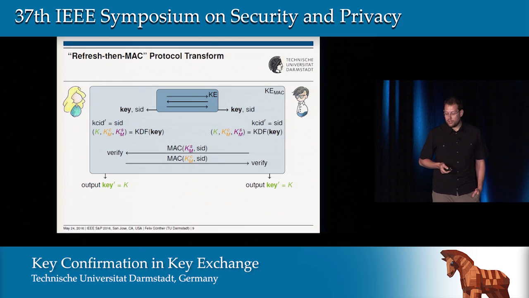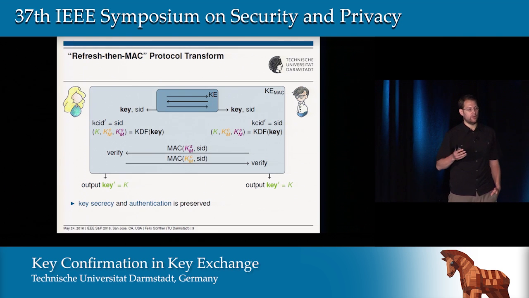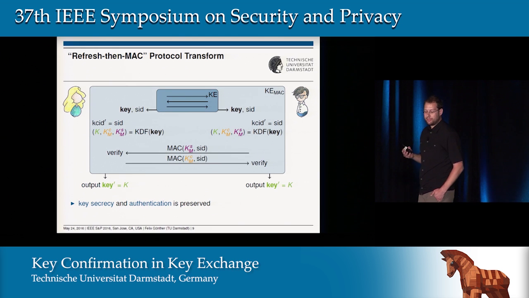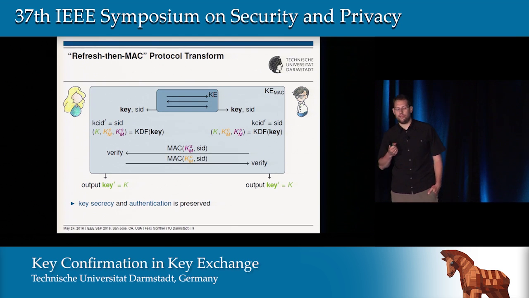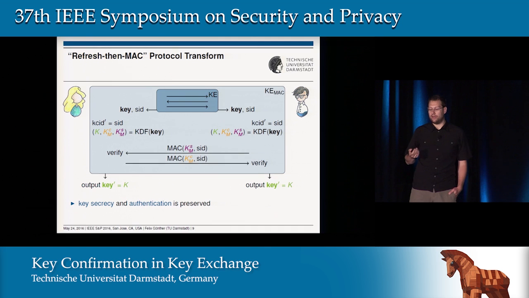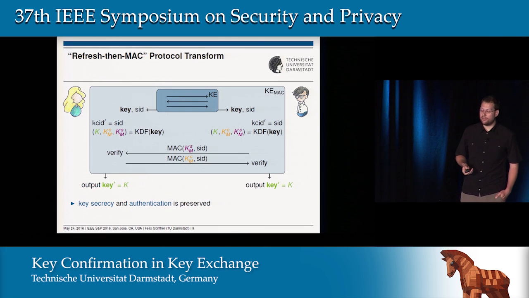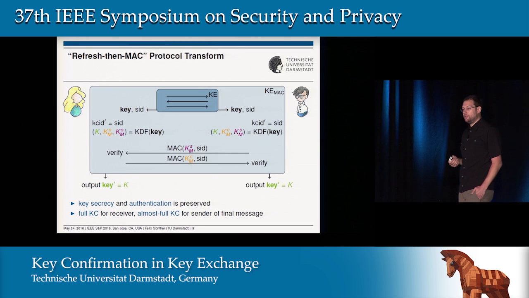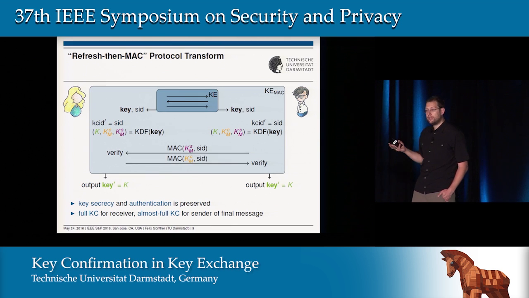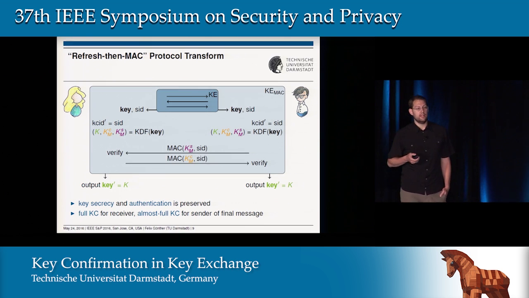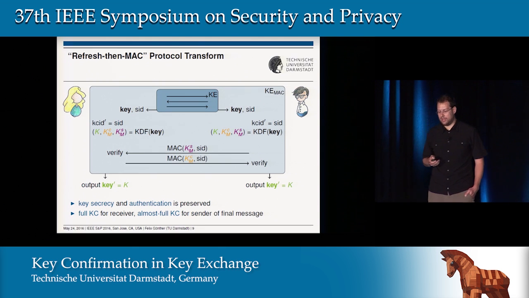So now in the work, we show that, first of all, this transformation doesn't break anything. So it preserves, in particular, the key secrecy and the authentication properties of the original protocol. And moreover, it provides you with the strongest key confirmation you can hope for, namely full key confirmation for the receiver and almost full key confirmation for the sender of the last message.